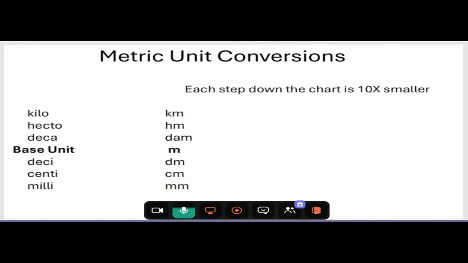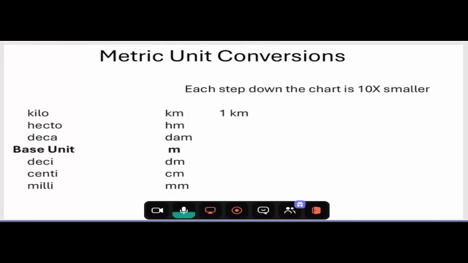And we talked about this. Each step down the chart is 10 times smaller. So 1 kilometer is 10 hectometers, right? It takes 10 hectometers to make 1 kilometer, so hectometers are smaller. 10 decameters is 1 hectometer. 10 meters make 1 decameter. 10 decimeters is a meter. 10 centimeters is a decimeter. And 10 millimeters is a centimeter.